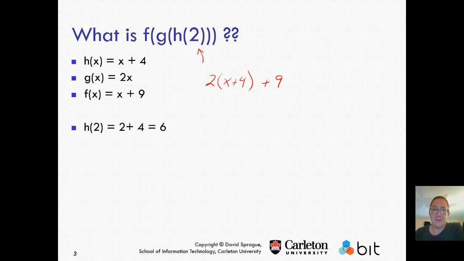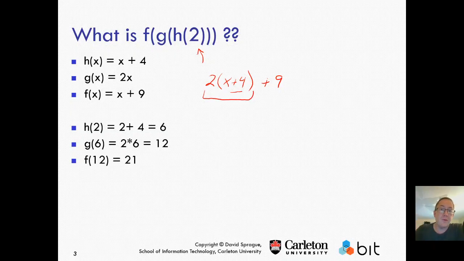So h of 2 is equal to 2 plus 4, which is equal to 6. g of 6, the one level out from that, right? So this is my 6 right here. 2 times 6 is equal to 12. That's this term right here. And then 12 plus 9 should give me 21 if my arithmetic is right. Right? So therefore, f of g of h of 2 is equal to 21. It evaluates to 21 because I have to do the inner function, then the next one, then the next one.